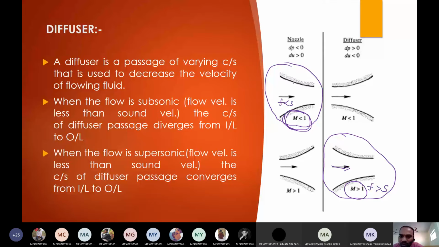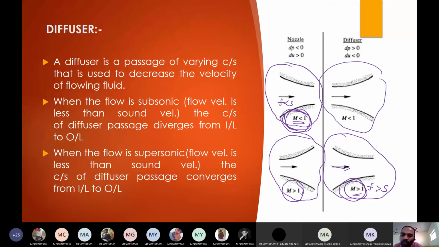The same cross section is acting as a nozzle here, but the same cross section is also acting as a diffuser. The only difference is that the Mach number is going to change. Here the Mach number is less than 1, but here the Mach number is greater than 1. In the same way, here I have a divergent passage, but it is acting as a nozzle for me. And here I have a divergent passage, it is acting as a diffuser. But here the Mach number is greater than 1.